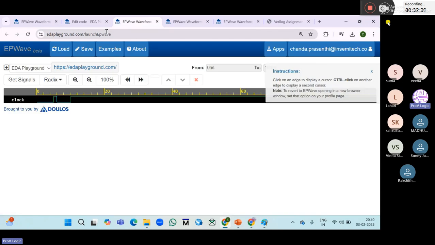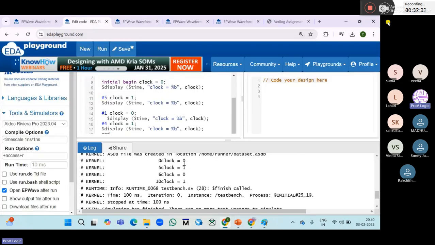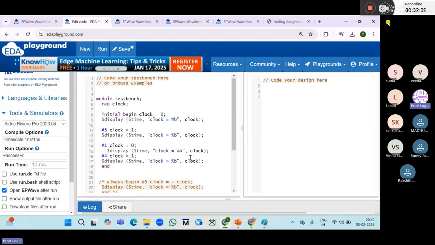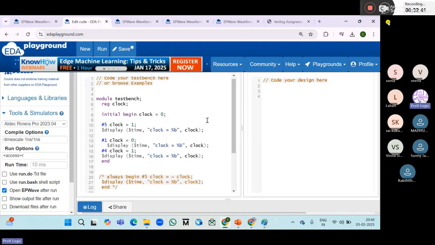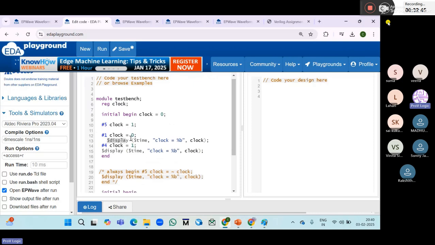See, 0, 1, 0, 1. All four are printing. So whatever statements you want to print, every time we need to write dollar display after every statement. But I am removing all these dollar display statements and will put only a single monitor statement, so every state it will be monitoring and print the value.